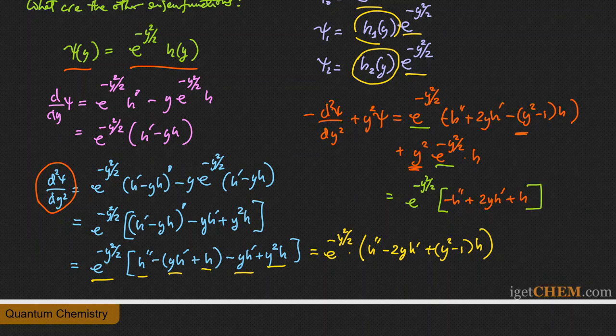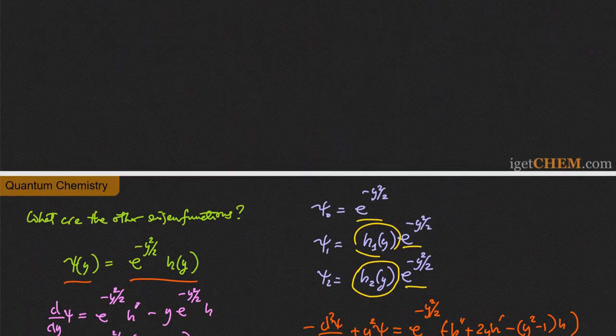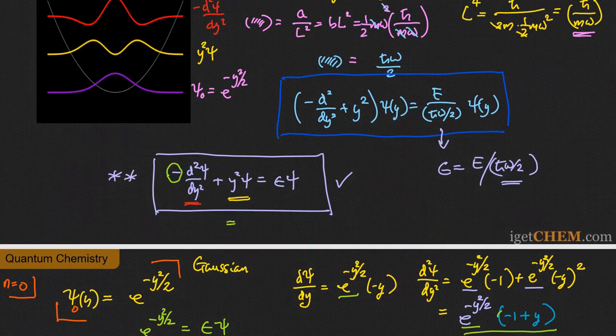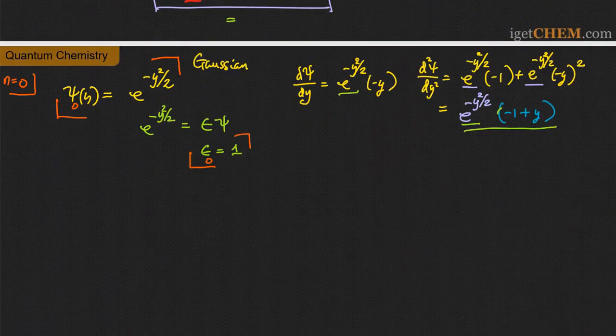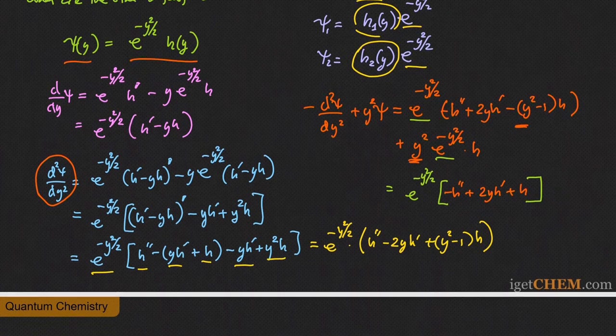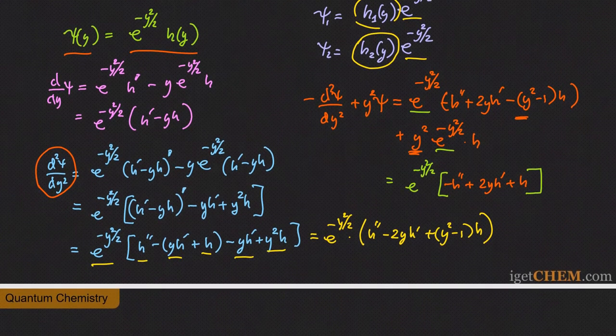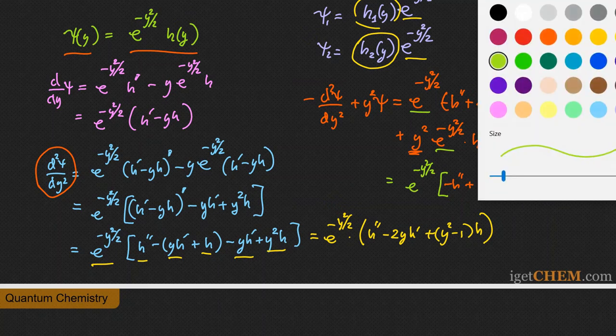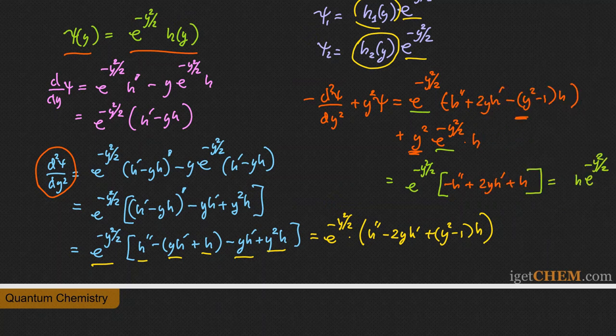Okay, so that is what the left side of the Schrodinger equation is. The right side of the Schrodinger equation basically just says this should be equal to epsilon times psi. So let's put that in too. So the right side of this equation should be equal to epsilon times psi, but psi is h times e to the minus y squared over 2. Okay, so let me change my colors so that this would be more obvious.